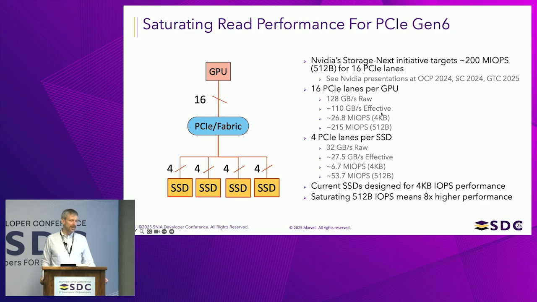But now with AI, since the access patterns are smaller, if you look at 512 byte accesses, the IOPS requirement increases by a factor of 8. So for 16 PCIe lanes, 26.8 million IOPS becomes 215 million. On a per SSD basis, 6.7 million IOPS turns into 53.7 million IOPS. So that's really the challenge now for storage for AI. How do you improve the IOPS capability by a factor of 8 so that you saturate the link towards the GPUs?